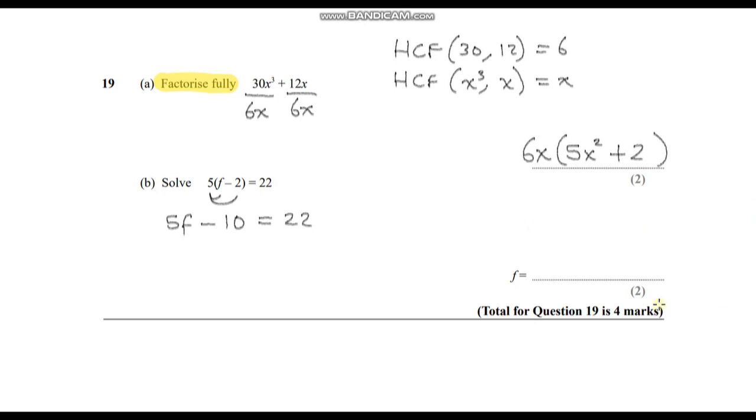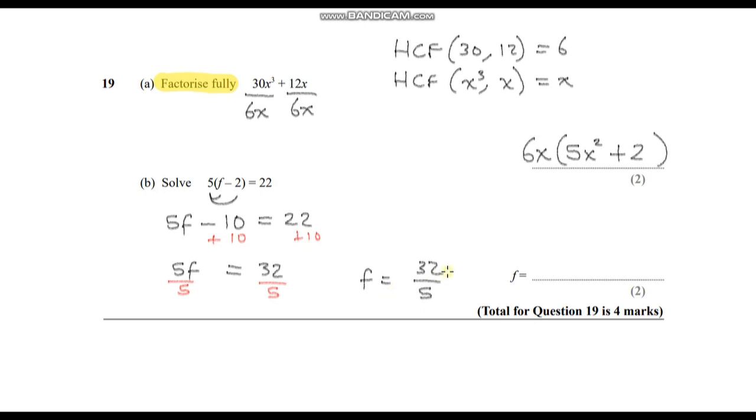And now we want to get f on its own. So let's get rid of this negative 10. If we add 10 to both sides, that will get rid of this negative 10. So we'll be left with 5f equals 22 plus 10, which is 32. And now we can divide both sides by 5, so we are left with f equals 32 over 5.